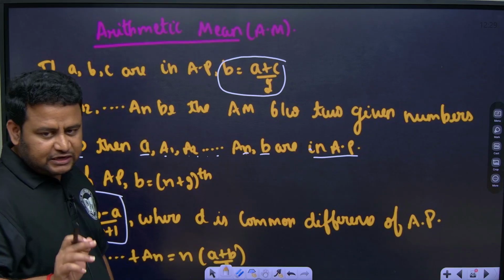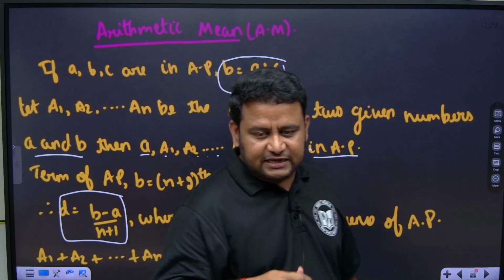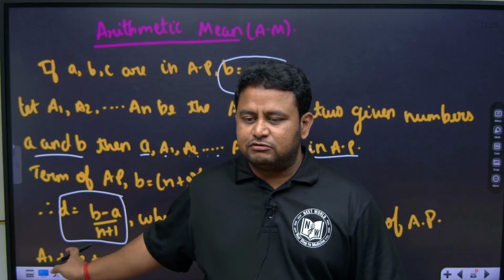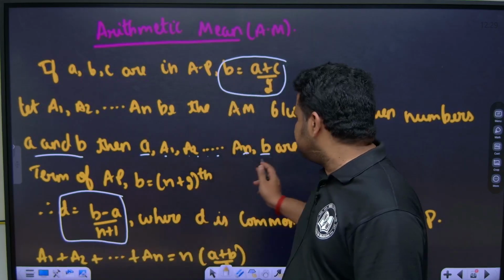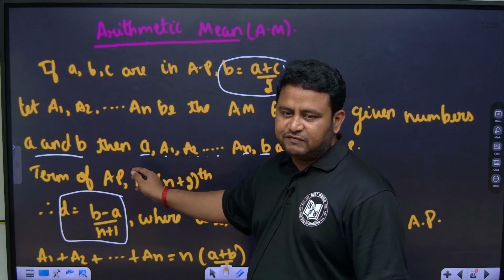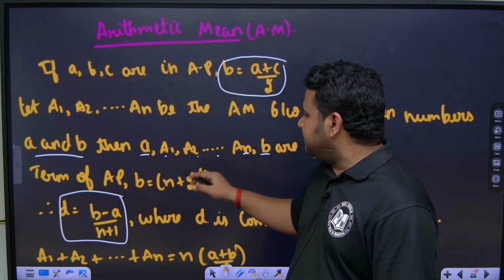Now whenever we have to find D, I told you in AP we have to find A and D. So D here we are finding using the formula B minus A divided by n plus 1. Here B is the last term, A is the first term. B minus A divided by n plus 1.